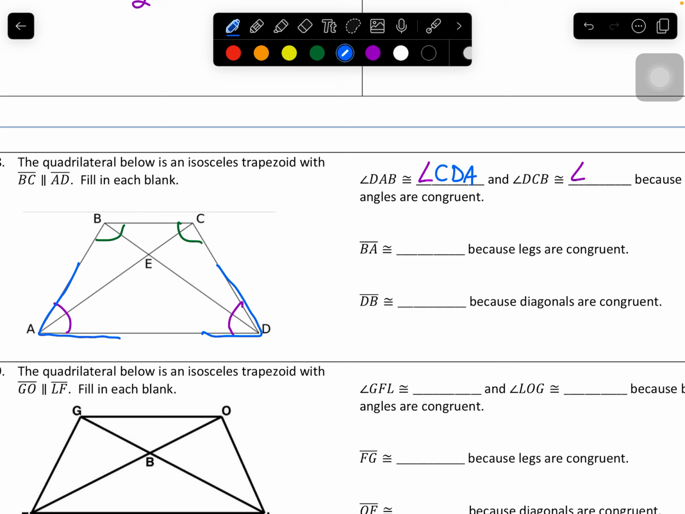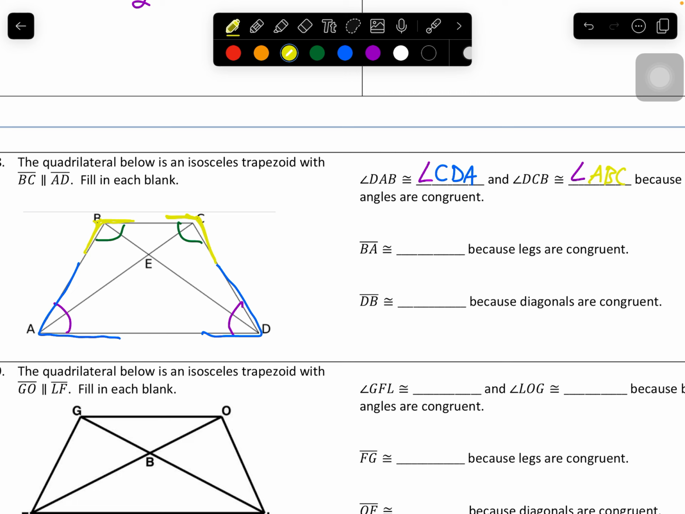All right, so DCB, which is this one. Let's change color. DCB, this guy. So we want the other one, which is ABC. Okay? All right, the other two are pretty self-explanatory.